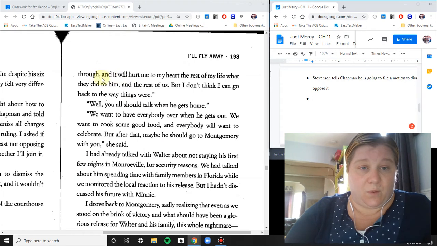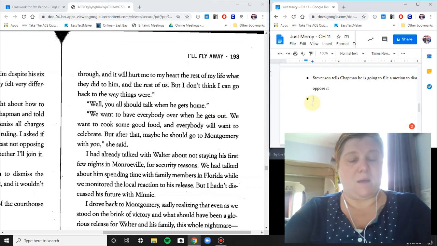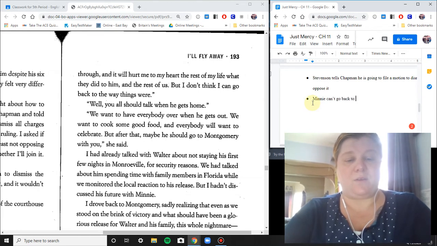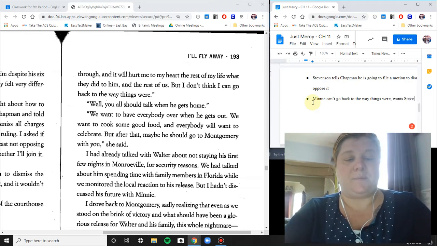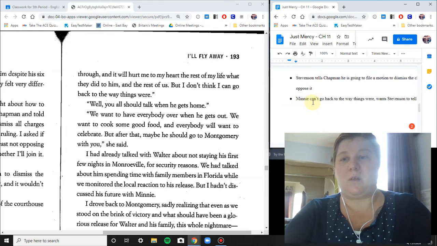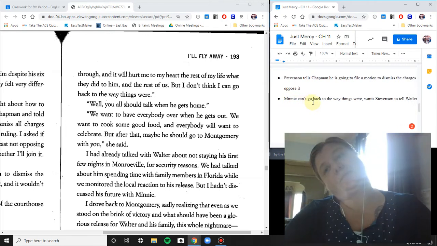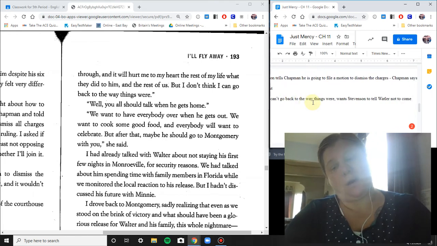He doesn't deserve what they put him through. And it will hurt me to my heart the rest of my life what they did to him and the rest of us. But I don't think I can go back to the way things were. All right. Minnie can't go back to the way things were. She wants Stevenson to tell Walter not to come.